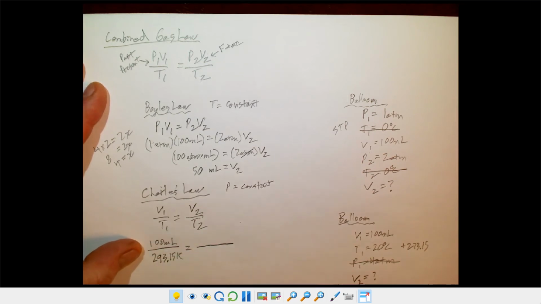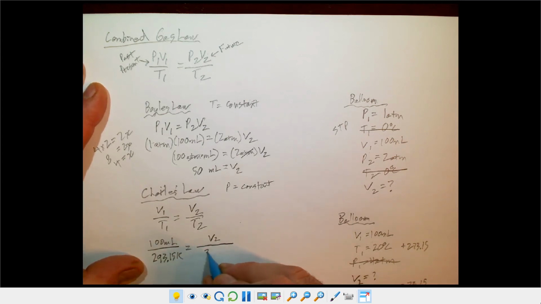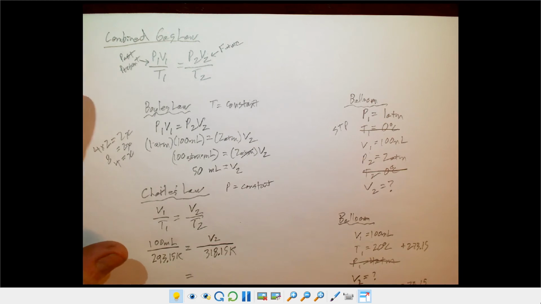And then on the other side, we don't know what that new volume is going to be. But let's say that the temperature then goes up to 40 degrees Celsius. So again, you have to make sure you add that 273.15 onto that number before you stick that into that expression. So that means that the temperature is now going to be 318.15 Kelvin. So let's go ahead and do our math there.